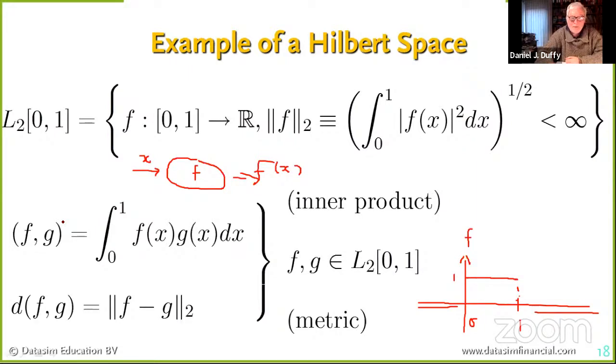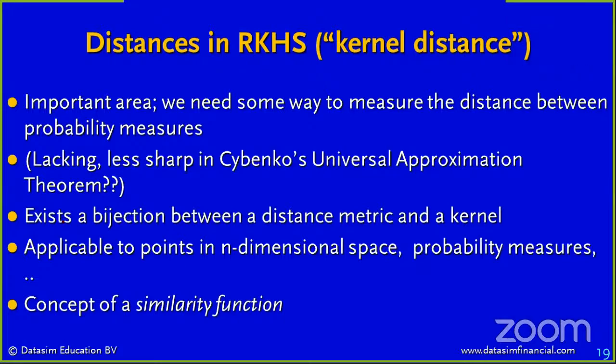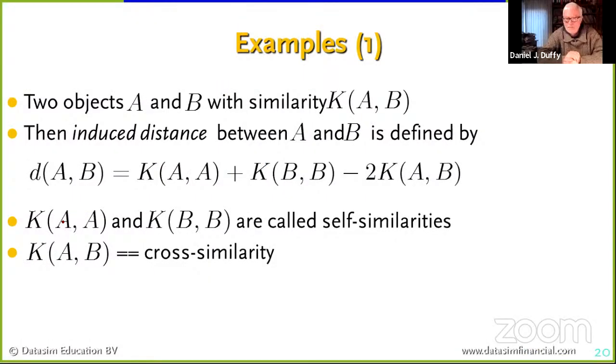L2 functions don't handle features. So basically we want the bijection, the one-to-one correspondence between the kernel and the metric, and we talk about similarity functions. I'm on page 20 now. I've got two objects, A and B, and a similarity K(A, B). The induced distance is the similarity between A and A plus the similarity between B and B minus twice the similarity between A and B. The first two are called self-similarities, and the last one is the cross-similarity.